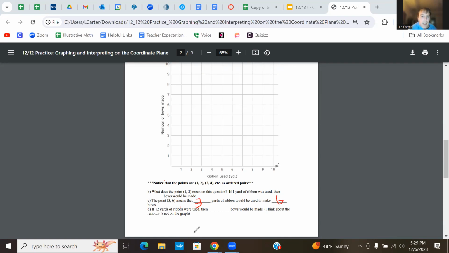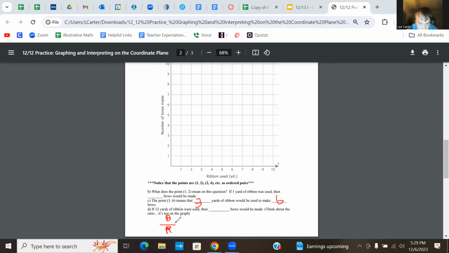Okay, now D. This is not something that's impossible for us to do. It's just the first time we've seen one just like that this year. If 12 yards of ribbon were used, then blank bows would be made. Okay, so let's think about our ratios here. All right. So in this question, we have bows to ribbon, right? We got bows over ribbon. And it's fine if you put the whole thing upside down, ribbon over bows, as long as you're consistent.